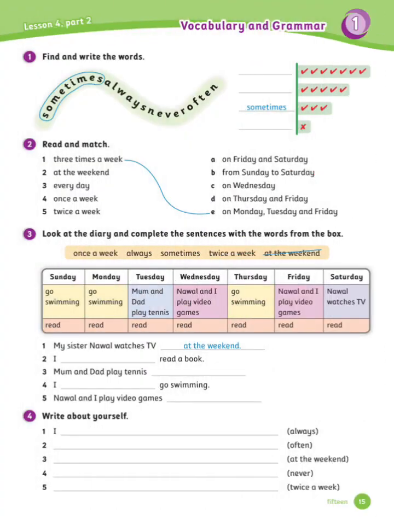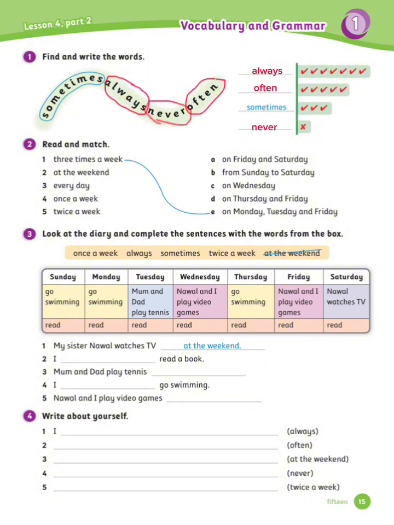Lesson 4, Part 2. Vocabulary and Grammar. Exercise number 1. Find and write the words. Find the words, then write them in the correct blank. Let's see the answers. Always, often, sometimes, never.